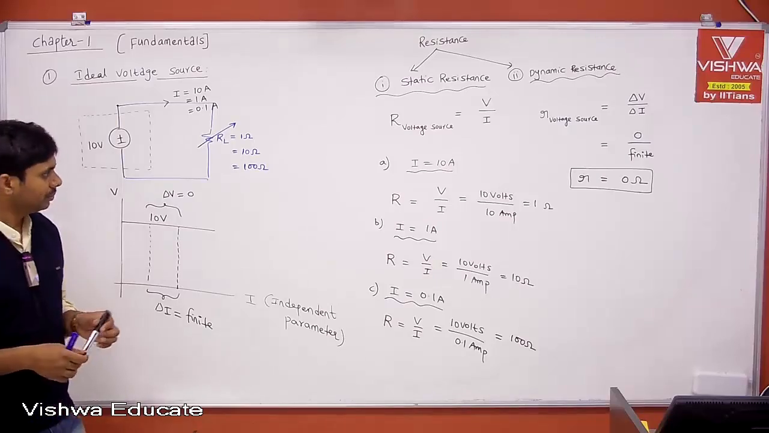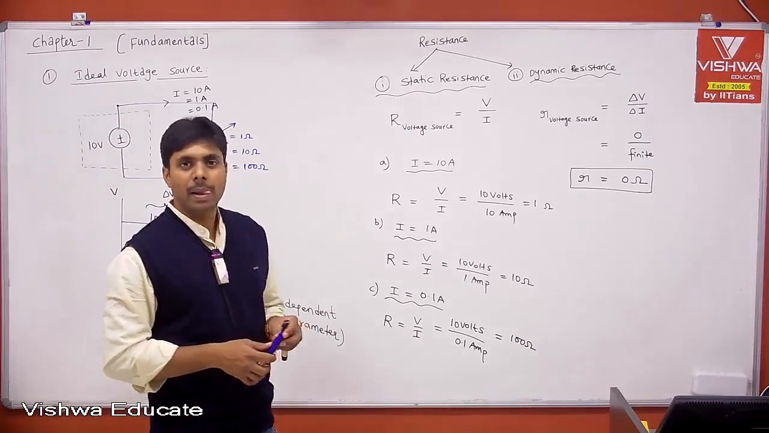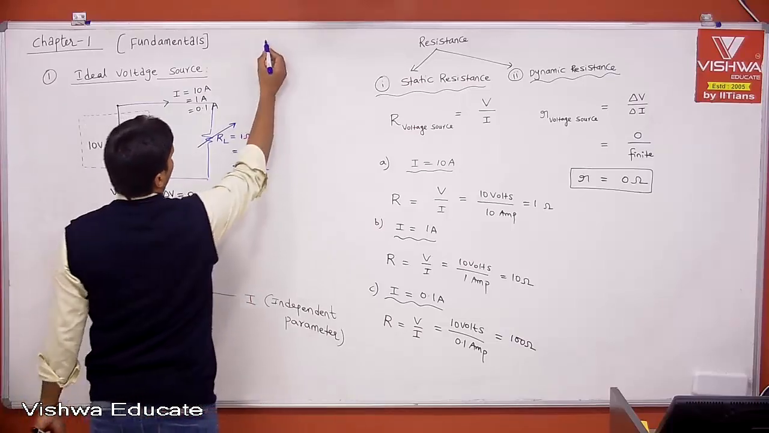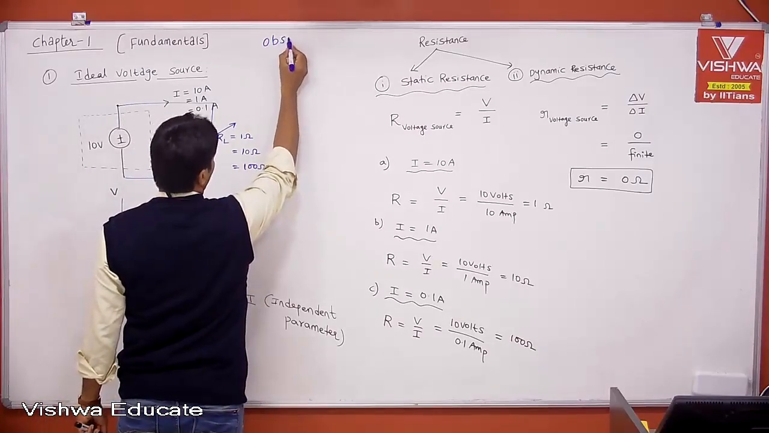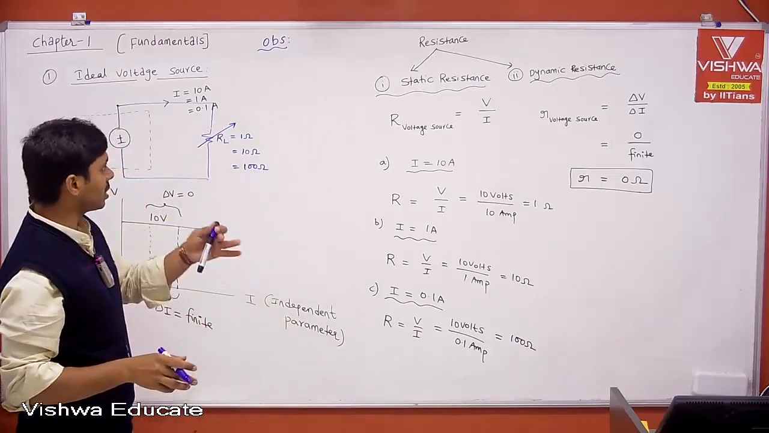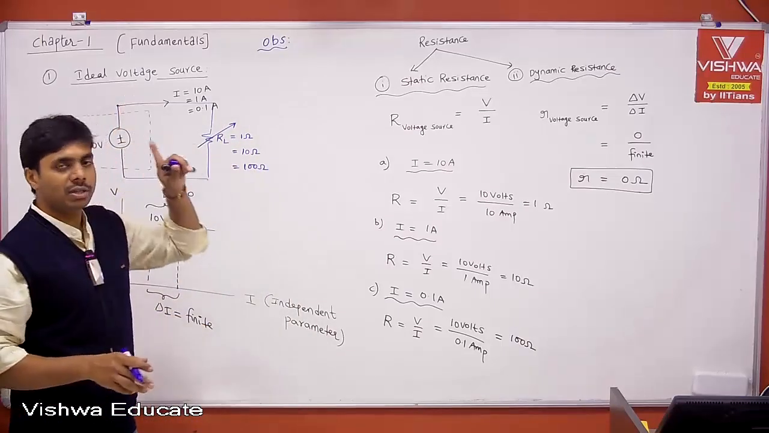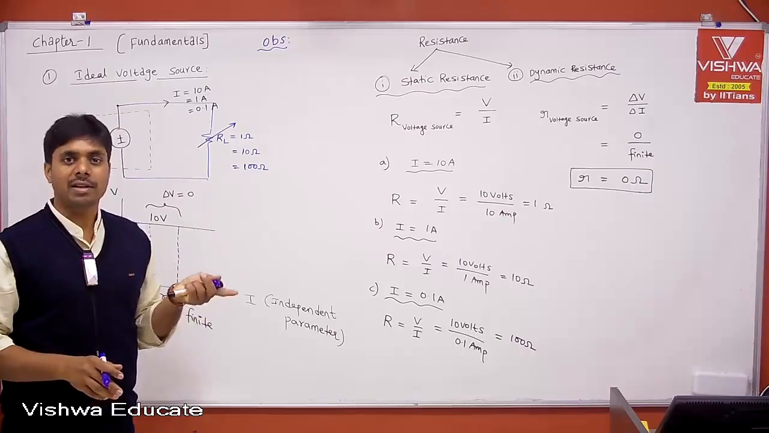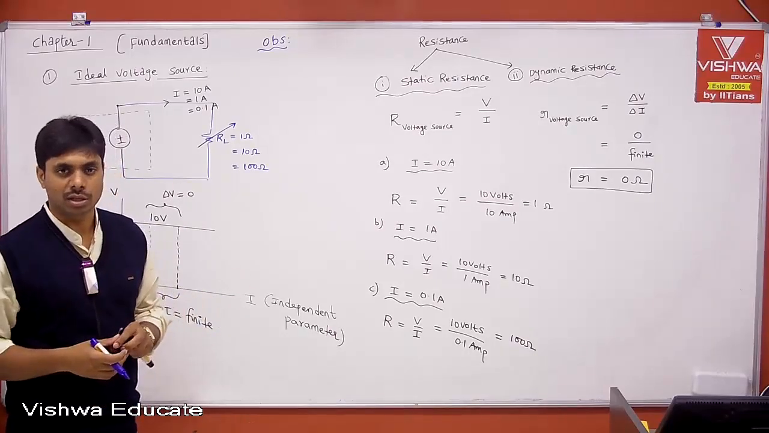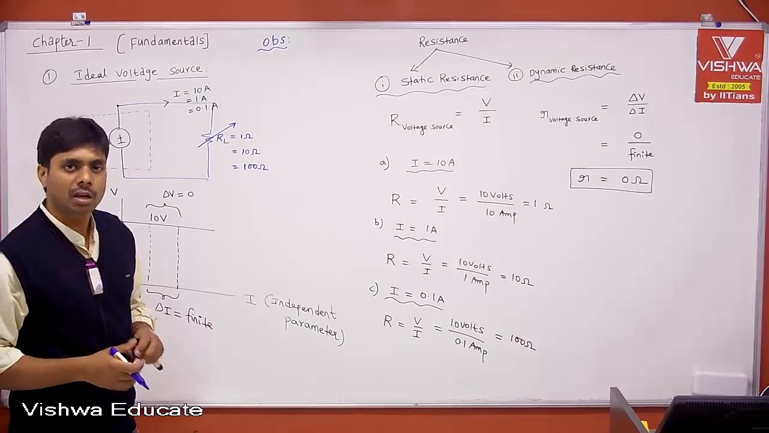Write down two observations. These observations are very important to get the conclusion. But first of all, let's have the observations from ideal voltage source, observations from ideal current source, observations from ideal resistor. Then after having all these three observations, I'll give you the conclusion. Okay? Observations are required for conclusion.